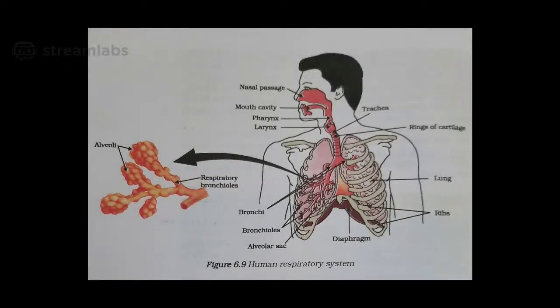Alveoli are the air sacs where the exchange of gases actually takes place. That means taking in oxygen and leaving out carbon dioxide. This finally takes place in the air sacs. You can see the orange, small balloon-like structures beside, and those are alveoli. This happens in human beings, which is not found in plants.